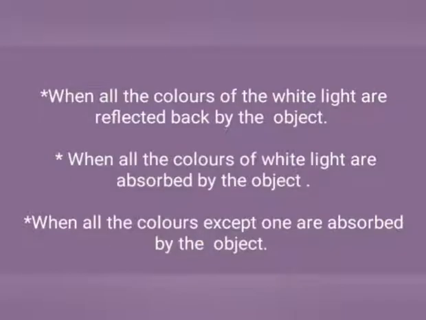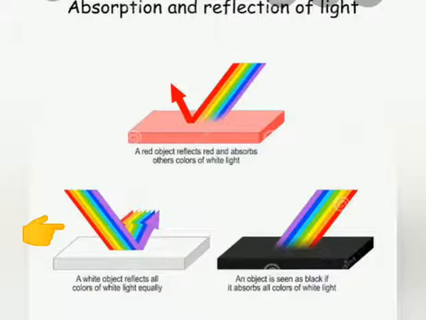First one, when all colors of white light are reflected back by the object. Second one, when all the colors of white light are absorbed by the object, or when all the colors except one are absorbed by the object. When all the colors of white light are reflected back by the object, in such a situation the object appears white because all colors recombine to give white color.